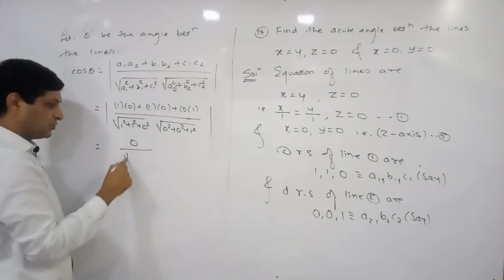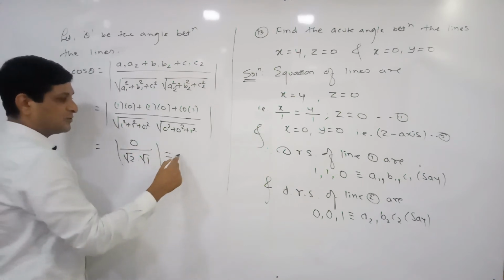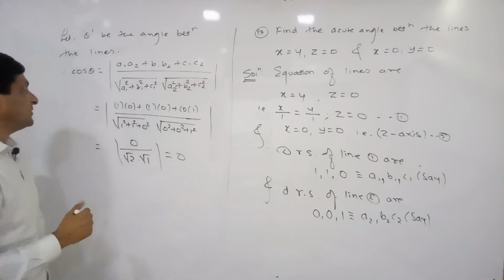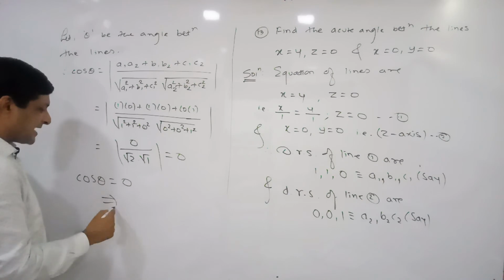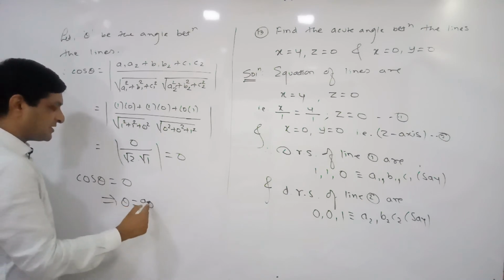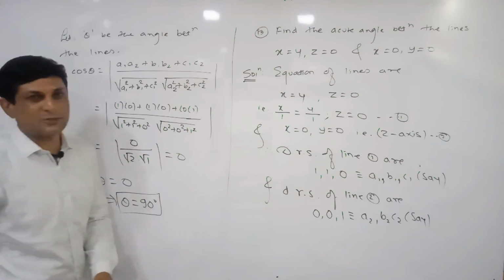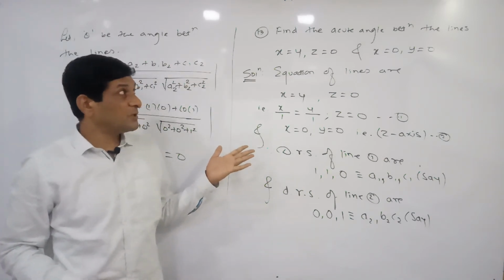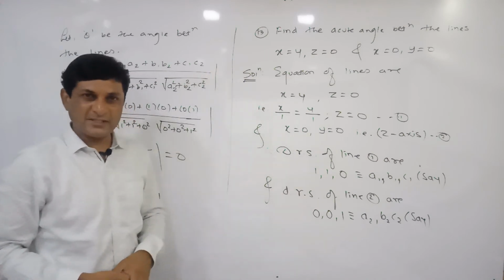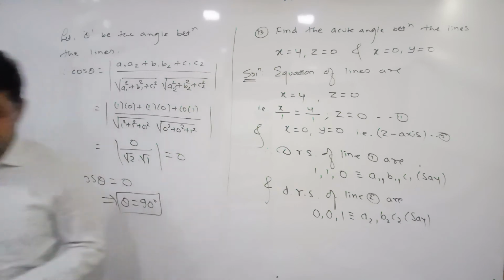Here we will get root 2 and here we will get root 1. So 0 divided by any number is 0. Means cos theta is equal to 0, which implies that theta is equal to 90 degrees. Means we can say that these two lines are perpendicular to each other. In this way we have got the angle between these two lines, that these two lines are perpendicular to each other.